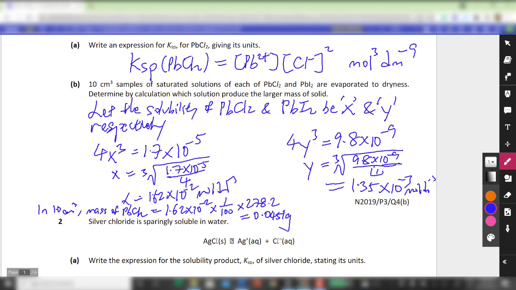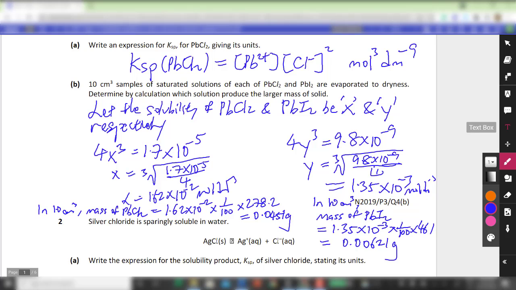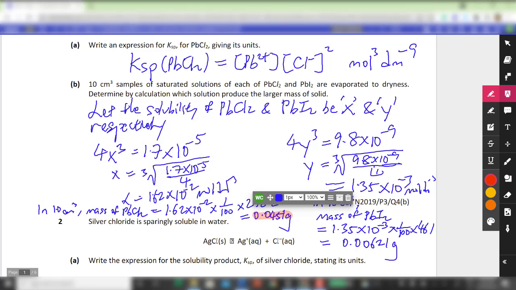You do the same way. So in 10 cubic centimeters, the mass of PbI2 will be equal to 1.35 times 10 to the power minus 3, scale it to 10, and then multiply by the relative formula mass, 461, and then I should be able to get 0.00621 grams. Or you can write it as 6.21 times 10 to the power minus 3. So with this, you can conclude that lead chloride will give a larger mass.